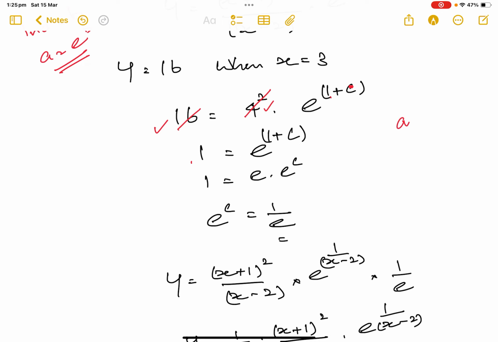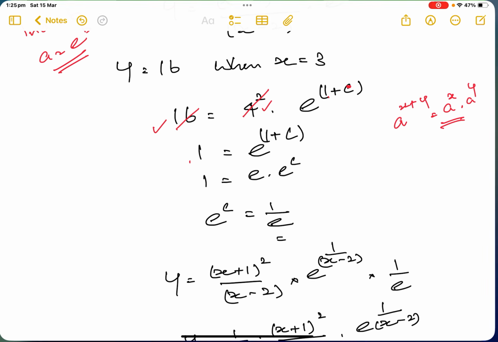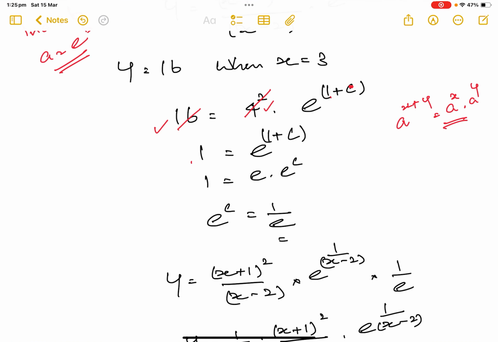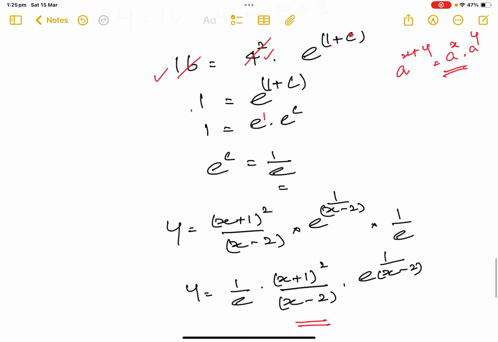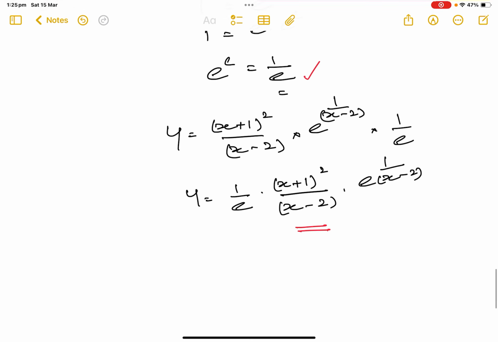Again, e to the power of x plus y is equal to a to the power of x times a to the power of y. So here e to the power of 1 plus c, I just wrote it as e to the power of 1 and e to the power of c. From that, e to the power of c is 1 over e. So we found c, well, we found e to the power of c. See whether we can remove that when we come to y equal.